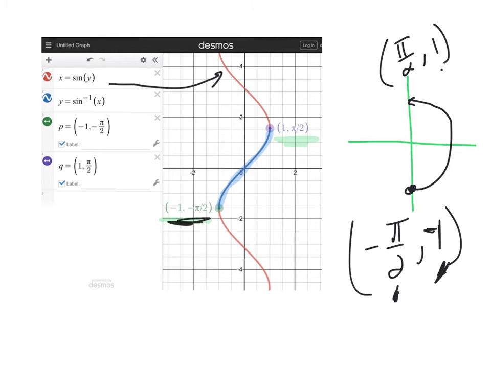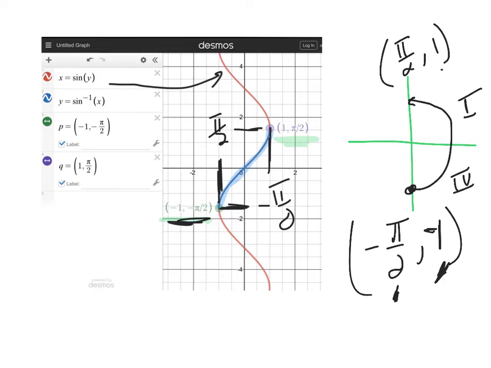And you can see that here, right? If that's my input, then here's my output. That's negative pi over 2, that's positive pi over 2, and of course that's where the 1 and negative 1 are. What that means is you're always going to get output in quadrant 4 or quadrant 1. So you've got to keep that in mind.